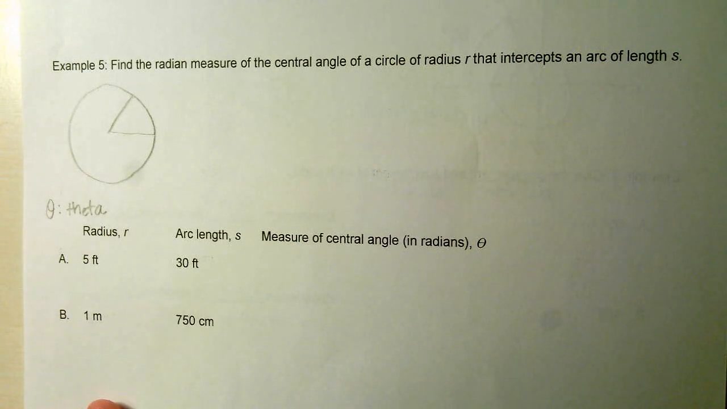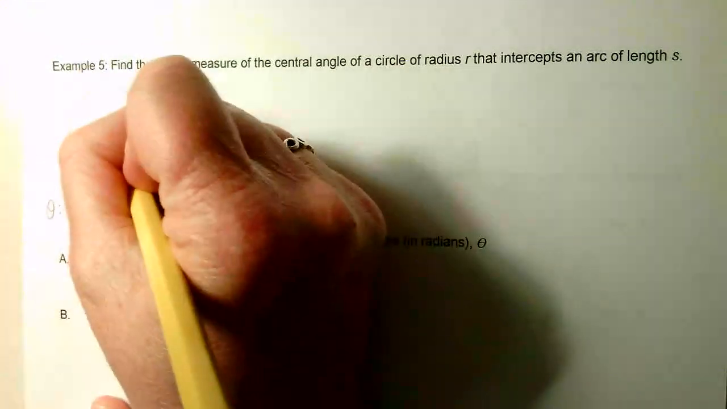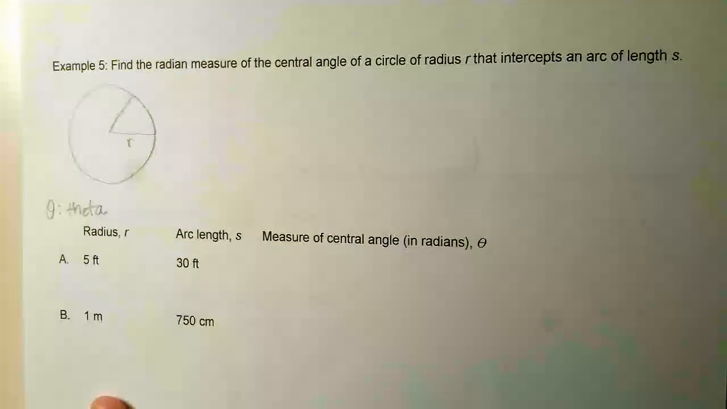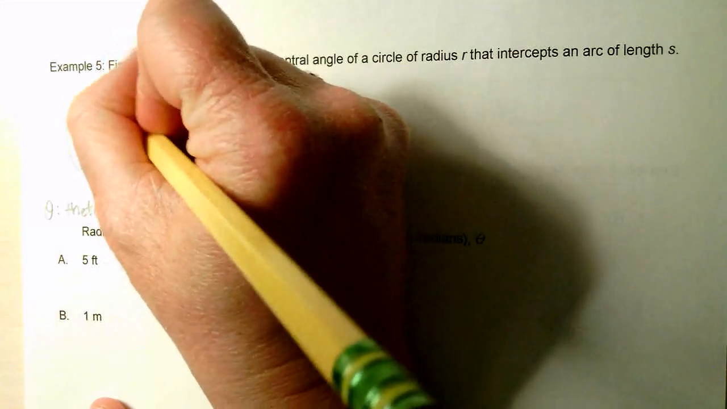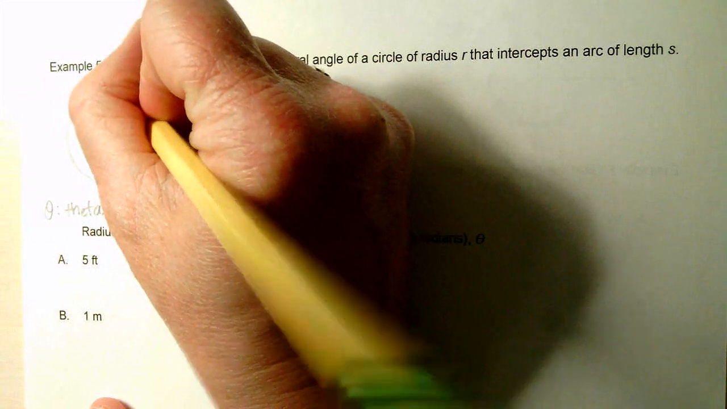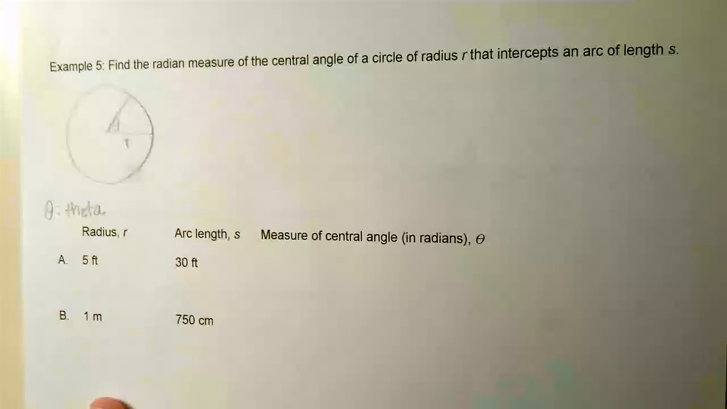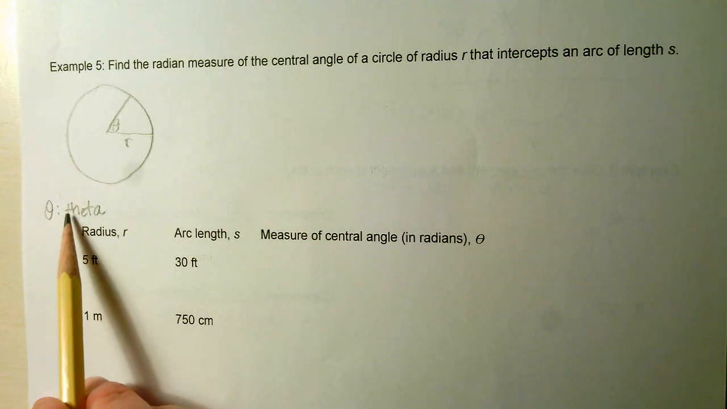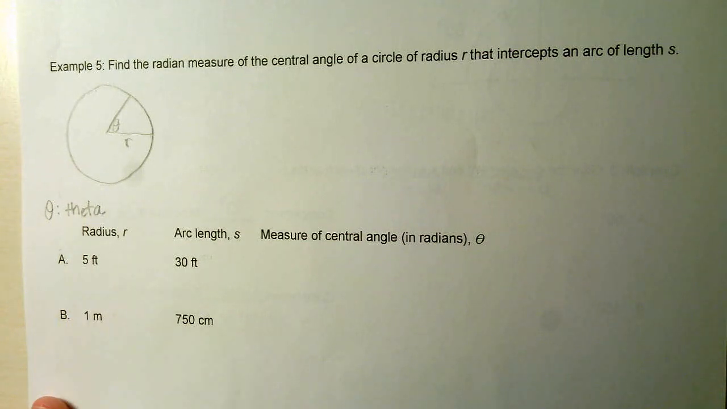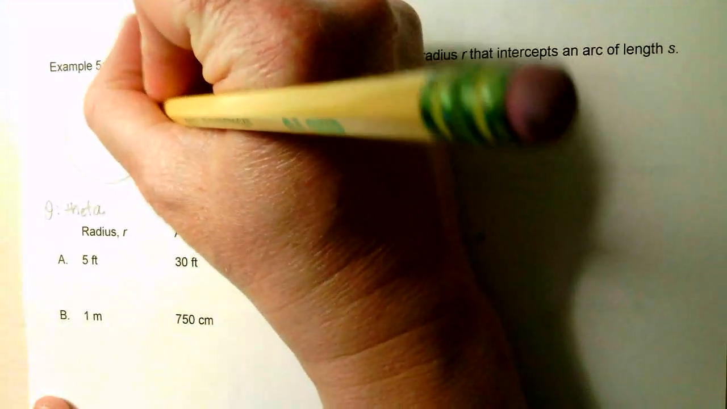Okay, so looking at this circle, I have a radius of r. Half my diameter is r. I am going to call the angle that this radius has gone through theta. If you're wondering what that is, theta is our Greek letter theta. And I am going to call the length of this arc on the outside S.